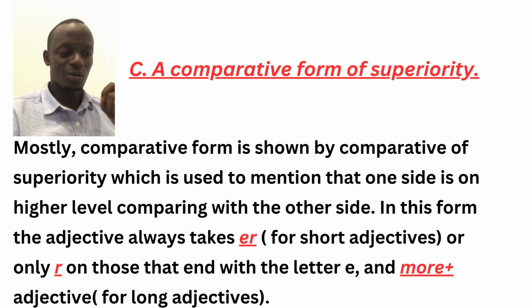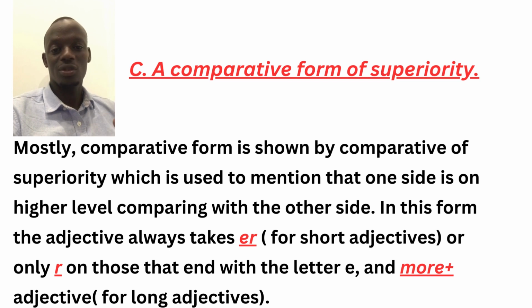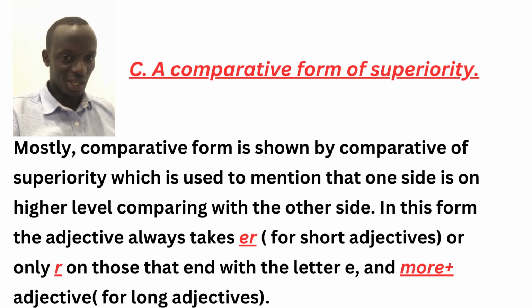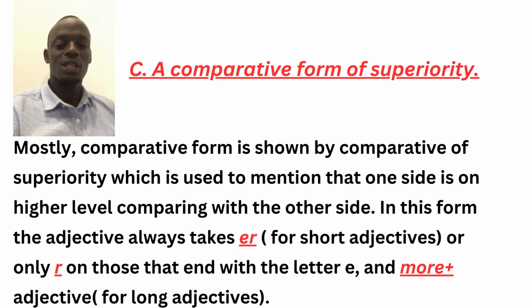We add the er on comparatives. Or when the adjective ends with e, then of course we cannot add another e plus r. No, we add r only, okay? And then on long adjectives, how do we do it? I guess you know that, yes? On long adjectives of two or more syllables, we say more plus an adjective, then we continue. More plus an adjective, okay?